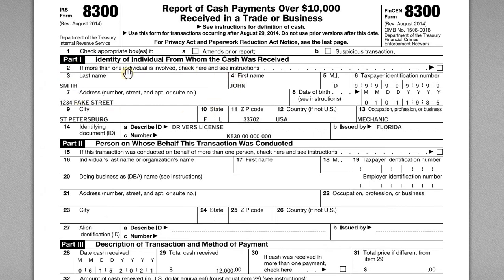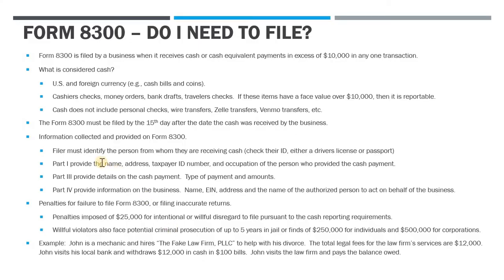So in part one, let's jump over to the form and start walking through this. The fact pattern we're working with is John, who pays his legal bills in cash, and we're going to complete this on behalf of the law firm. In part one we have John Smith, his Social Security number in the tax ID field, and his date of birth. All this information we should be pulling off his driver's license. The identifying document we relied on was his driver's license, issued by Florida, and we put the driver's license ID number there. Box 13 is the occupation of the individual. We should already know that; if not, ask them. So part one, we've got that piece.